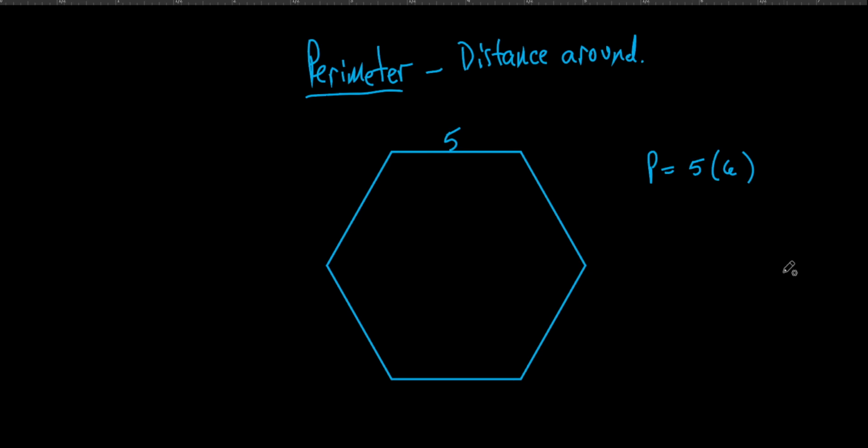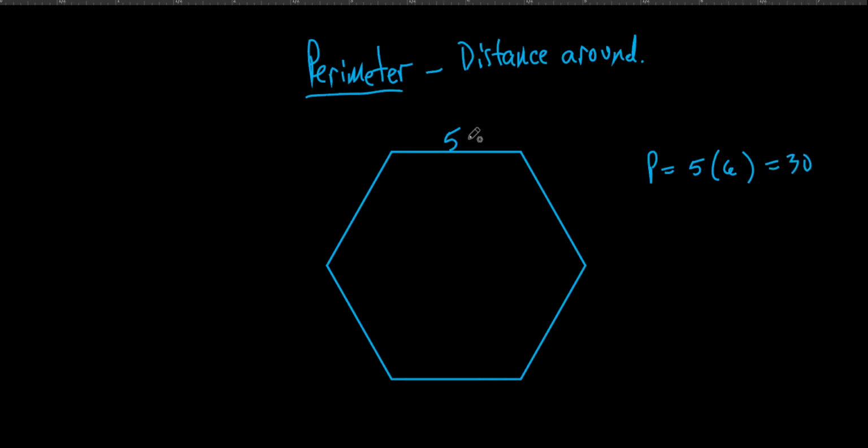Where did the 6 come from? 6 sides. That's right. 1, 2, 3, 4, 5, 6. So 6 sides, and each side is 5 if it's a regular polygon. They're not all regular polygons, but this one is. So if I give you just one side, you should be able to tell me the distance around the whole thing, and it would be 30.